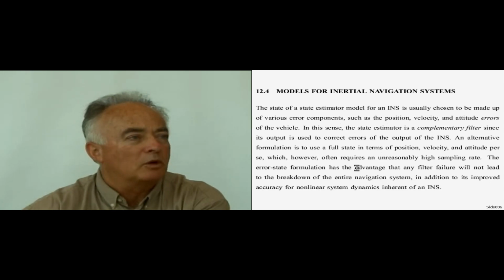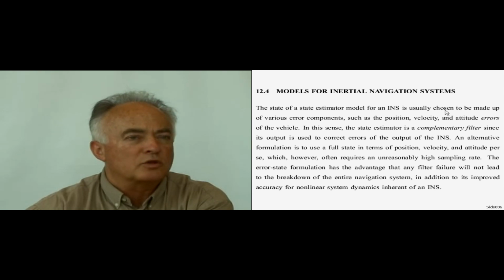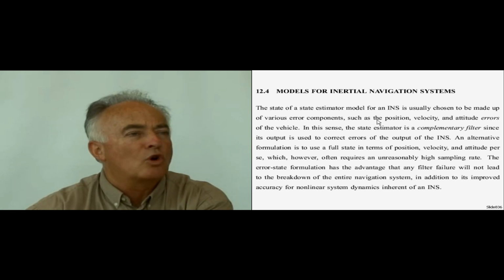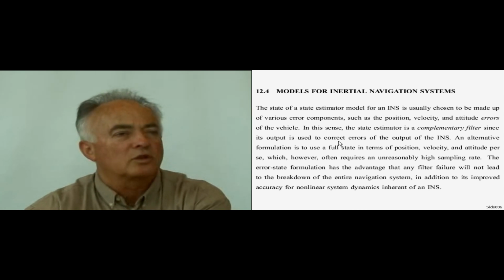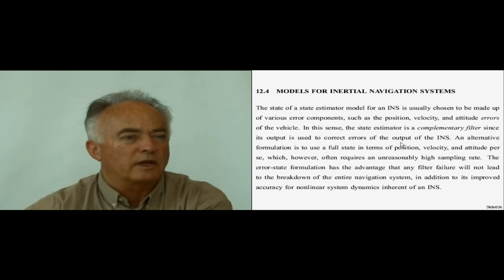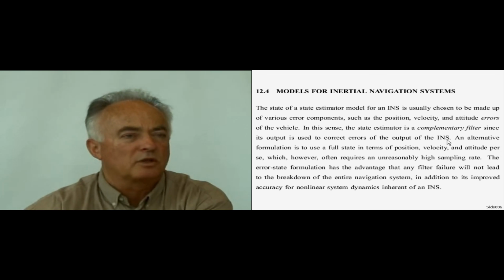Just a few more words about models for inertial navigation systems. The state of a state estimator model for an inertial navigation system is usually chosen consisting of error components: position error, velocity error, and attitude errors of the vehicle. In this sense, the state estimator really acts like a complementary filter, because its output is used to correct errors in the output of the inertial navigation system. So the best estimate is the output plus the estimate of the errors. So the output of the inertial navigation system is corrected.